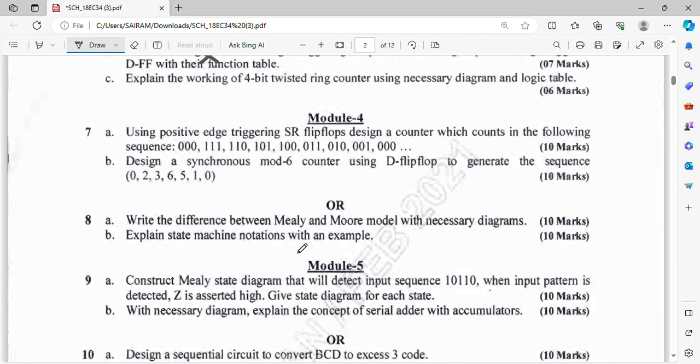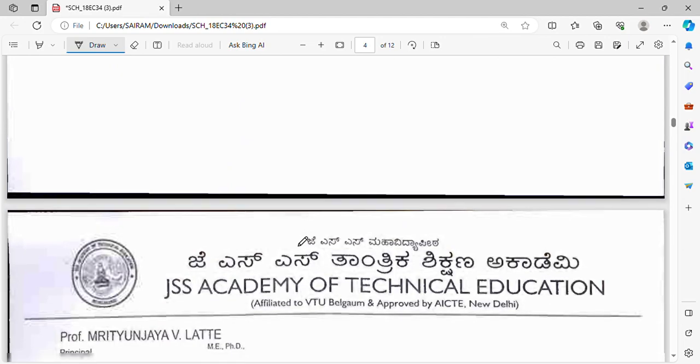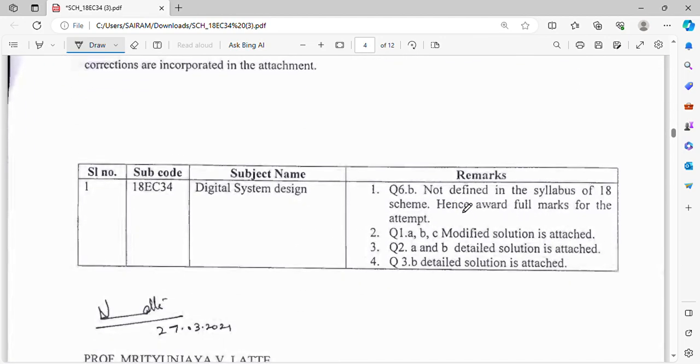He has informed that question number 6 is not defined in the syllabus of 18 scheme. It is not there in the syllabus of 18 scheme, hence full marks are awarded for the attempt. If you attempt that, you will get full marks.